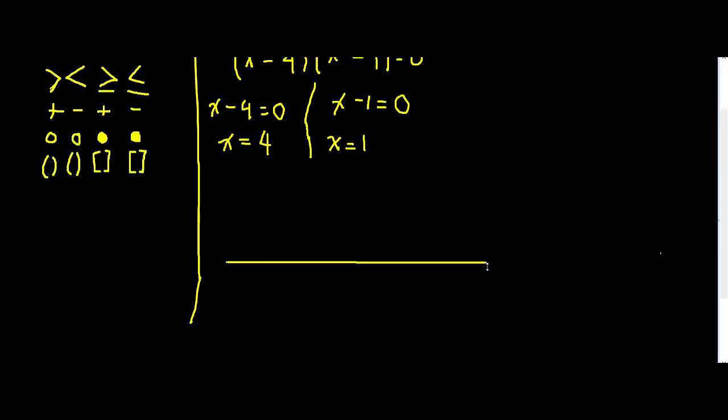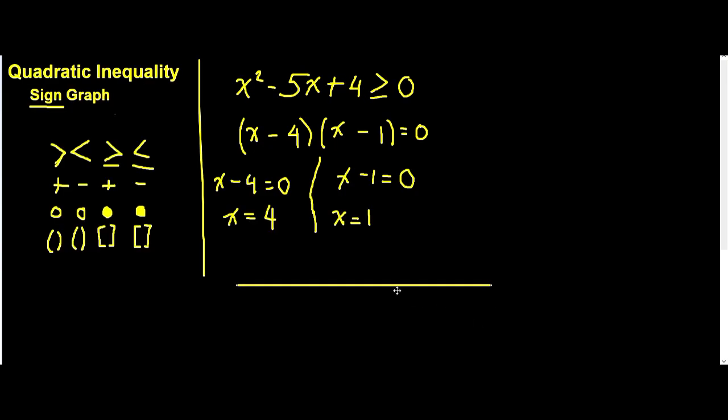Mag-graph ka. Again, sa pag-graph, when you're given two critical points, both positive, always remember na yung mas malaki nasa kanan, yung mas maliit nasa kaliwa. So, in this example, you have positive 4 and 1. Since mas malaki si positive 4 kay 1, nandun siya sa kanan. And si positive 1, sa kaliwa siya.